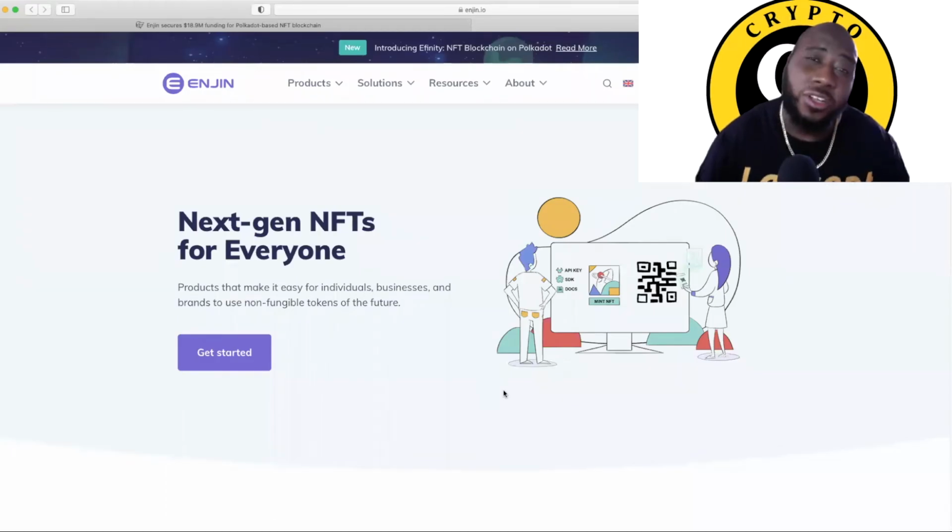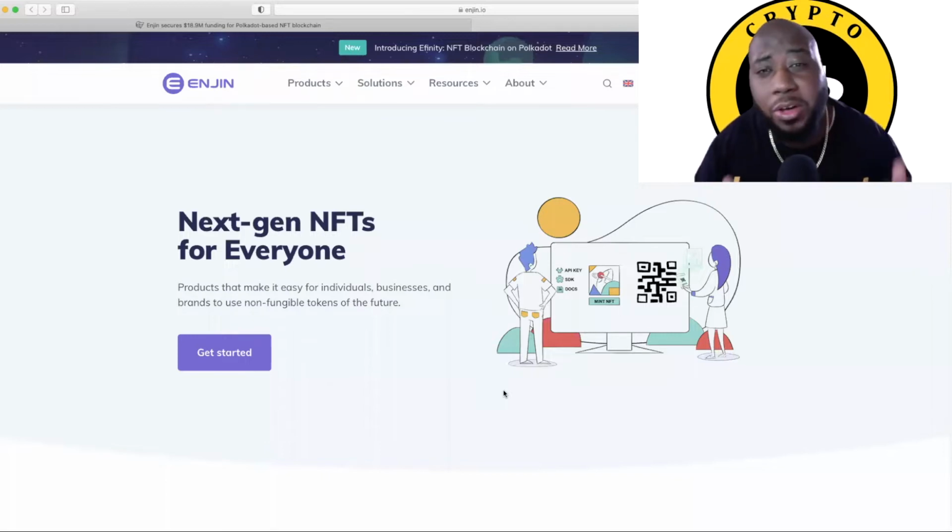Hey, today we're going to talk about how Enjin secures $18.9 million funding for Polkadot-based NFT blockchain. We're also going to look into the chart to see where we're at right now and where we're headed. Let's go.